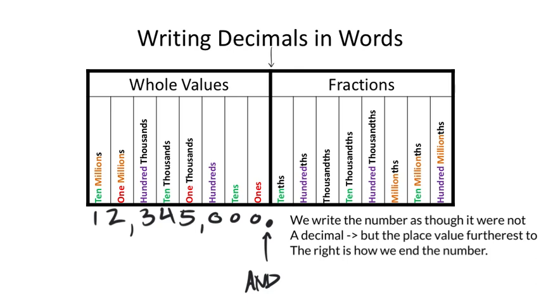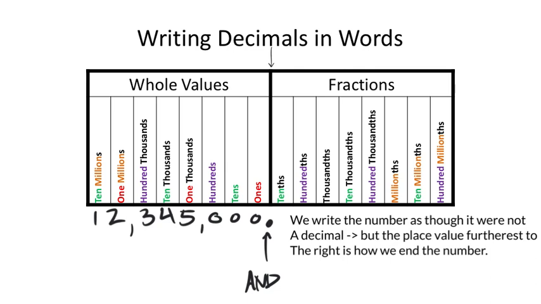Okay, so we'll look at some examples of this. That may not make sense right now. But just understand, whatever is to the right of the decimal, we treat it as though it were not a decimal. And so we just kind of speak it as though it's a regular number. And then we finish off that number with the place value of the number furthest to the right. Now zeros, just like we would with the regular whole values, we don't necessarily count those.